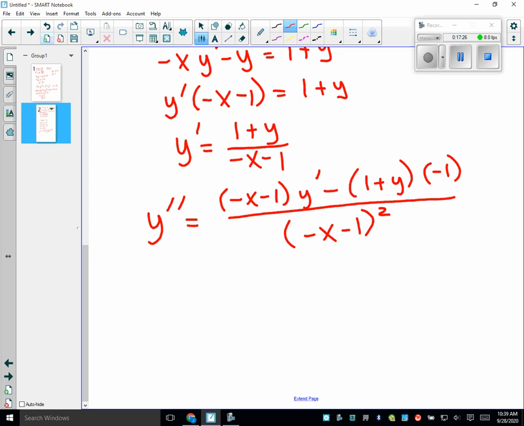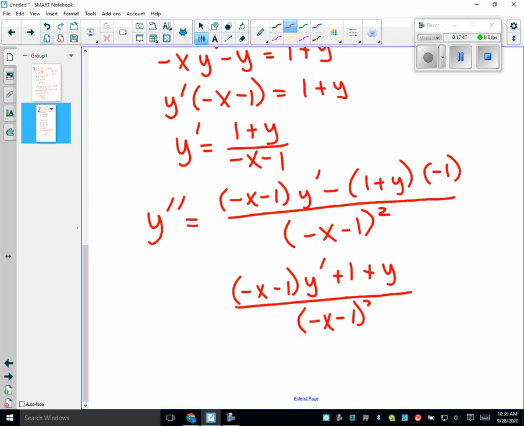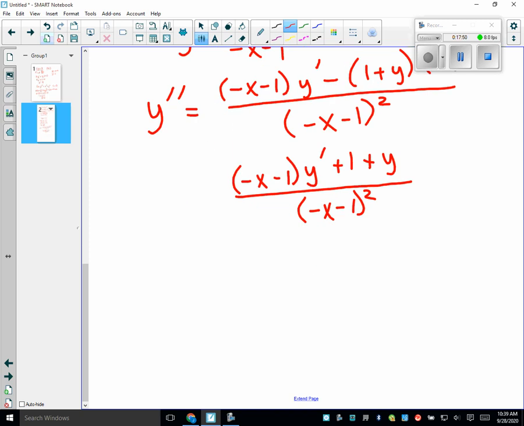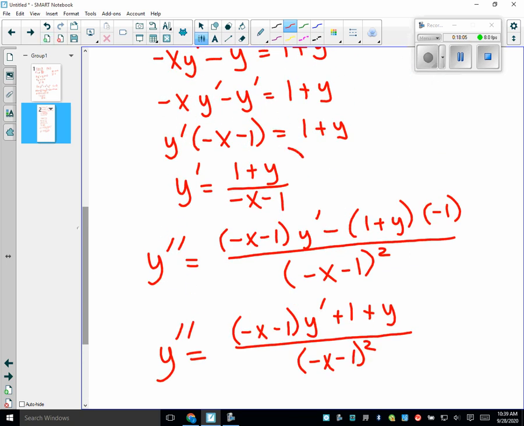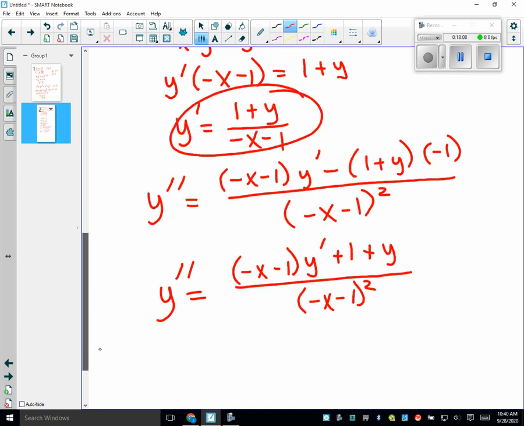So I have negative x minus 1 times y prime, plus 1 plus y, over negative x minus 1 squared. Correct? You are very correct. This is y double prime. Don't I know what y prime is? Yeah, y prime is that thing there. Oh my gosh. This is awesome.